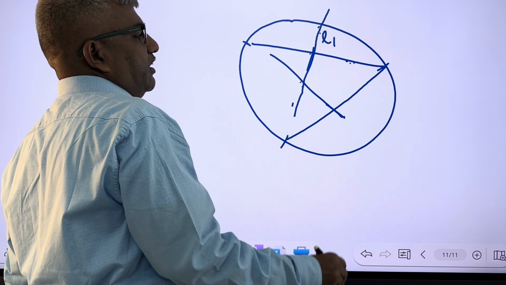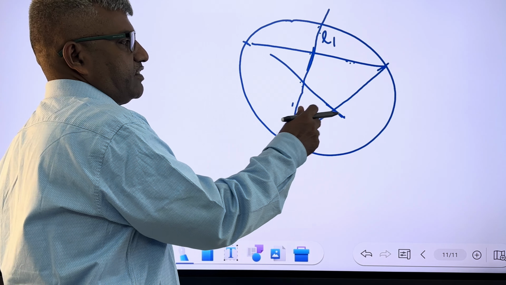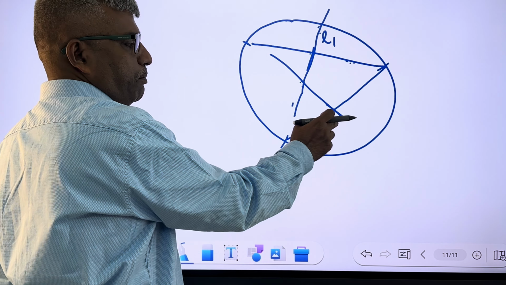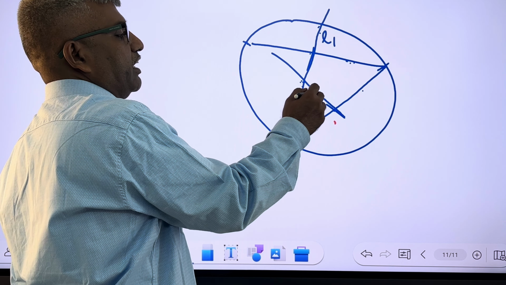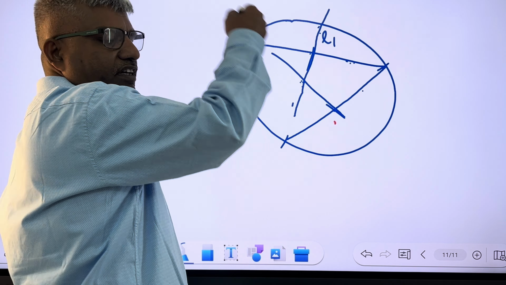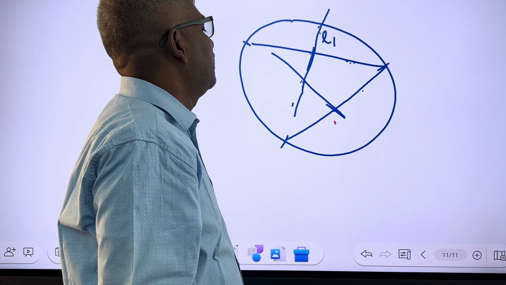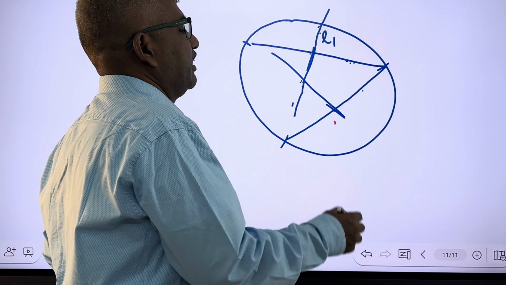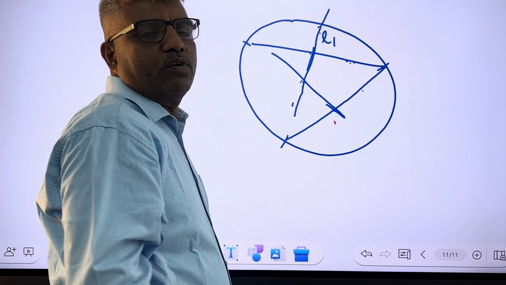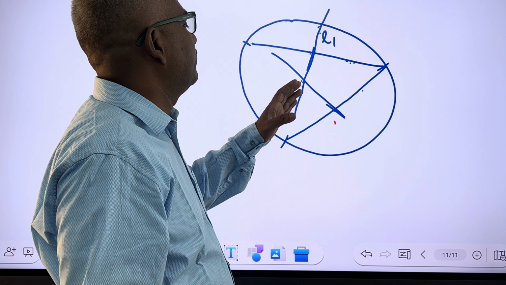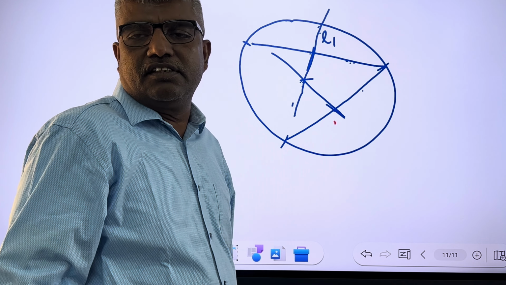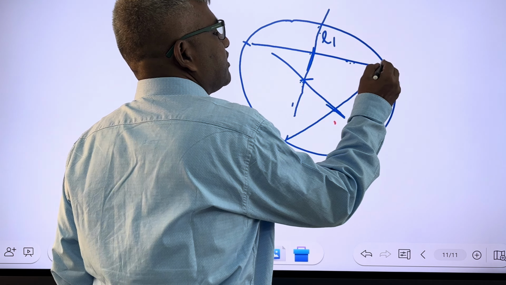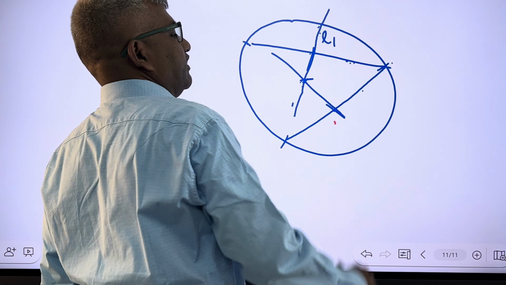L1. And here the same case: find the midpoint, find this gradient and the negative reciprocal gradient, and use this point to frame the second equation. Then equate the 2 equations, you will find the intersecting point, that is the center, and then the radius is the distance from the center to a point.